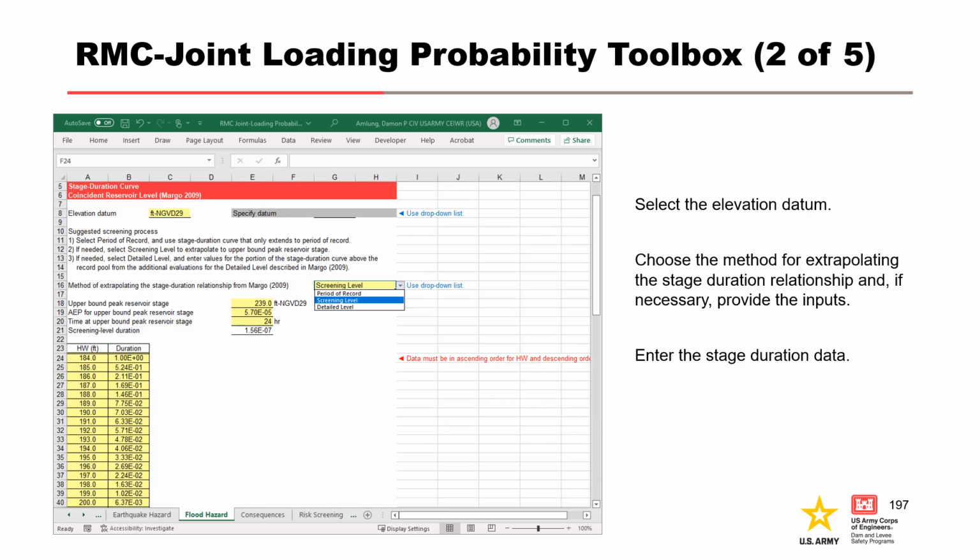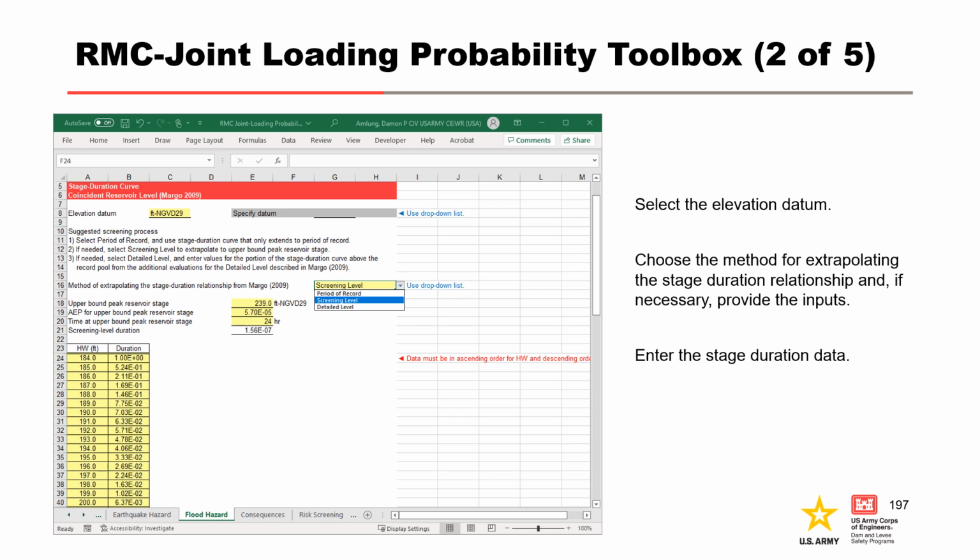In the flood hazard worksheet, the stage duration relationship is input. First, the elevation datum is selected, followed by the method for extrapolating the stage duration relationship and the required inputs. When period of record or detail level are selected, the stage duration used will be as input by the user. If screening level is selected, the user will be prompted for a set of inputs, and the spreadsheet will extrapolate the stage duration relationship to the upper bound peak reservoir stage defined.